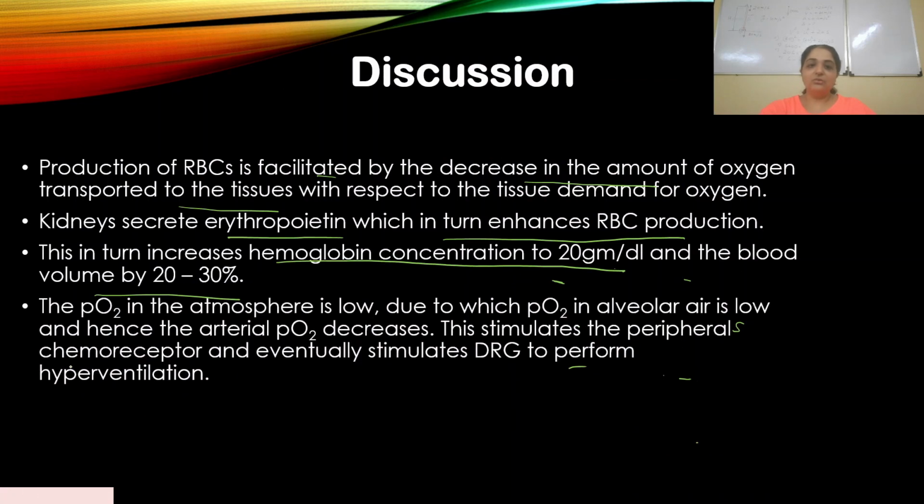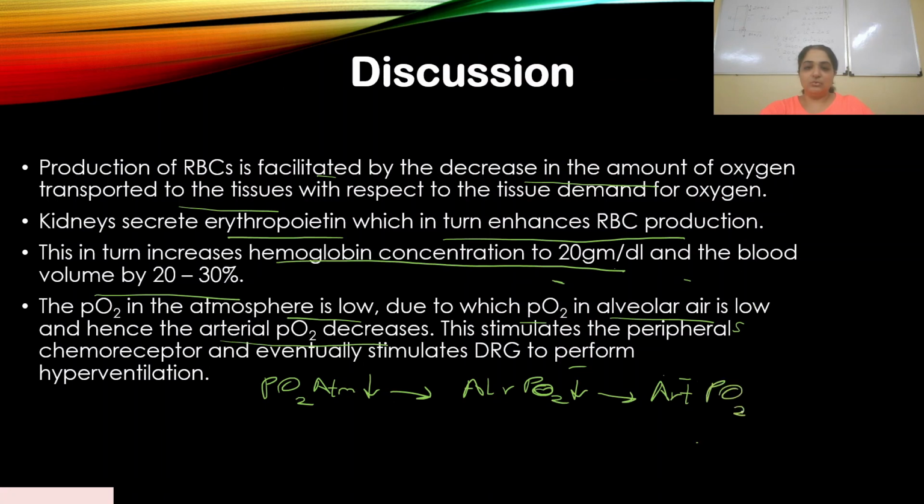All right, so now you know that the PO2 in the atmosphere is low, correct? Due to which the PO2 in the alveolar air is also low, and hence the arterial PO2 also decreases. Everything is happening one by one. PO2 in the atmosphere is low, then the alveolar air PO2 decreases, followed by the arterial PO2. Now arterial PO2 decreases, what happens?